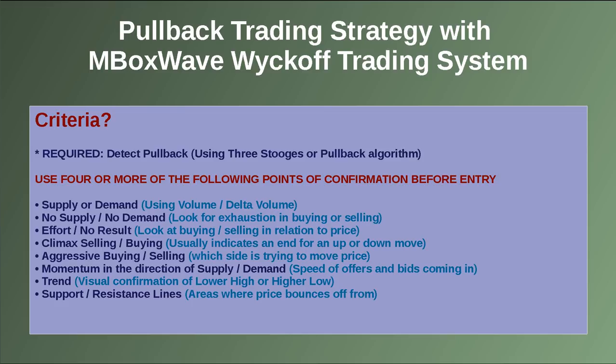And then we're going to use 4 or more of the following points of confirmation before entry. Now this is important. We can enable the algorithm, but we also want to confirm the strength of the pullback for finding the highest probability trades. So the things we're going to be looking at is supply and demand. We want to see supply or demand coming in before entering on a pullback. We're going to look at volume and delta volume.